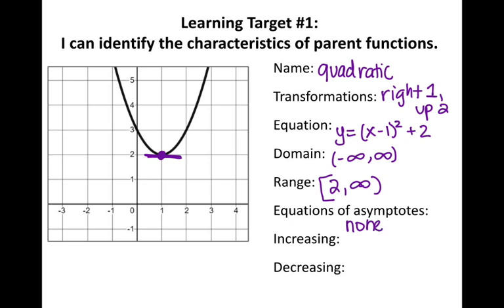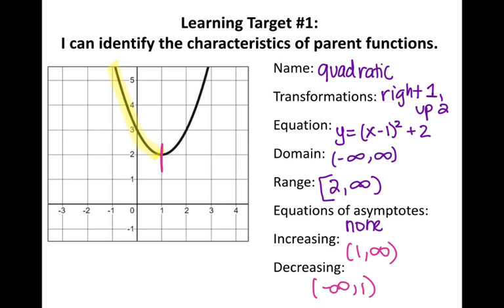And then increasing and decreasing. So I'm going to travel from left to right. As I move from left to right, right now I am decreasing, and then right there it switches from decreasing to increasing. So my interval for decreasing is negative infinity up to 1. You're always using x values. And then for increasing, it goes from 1 to infinity.